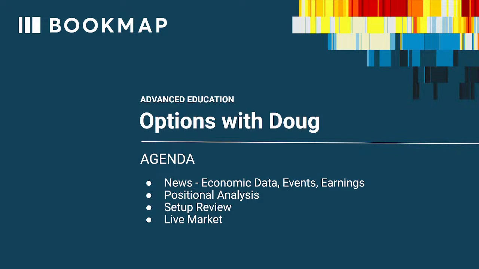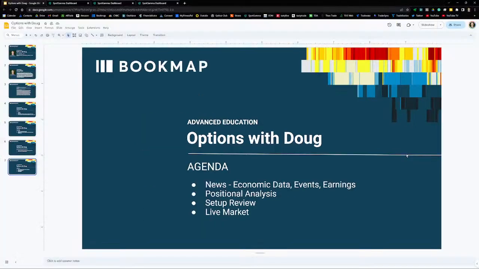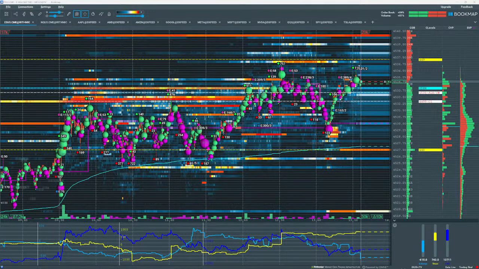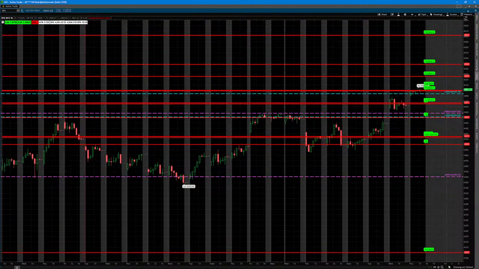All right, so that's news for today. Now let's start with my positional analysis. So I'm going to start with a Bookmap chart. And before I take a closer look at this chart, so this is ES Futures in Bookmap. Before I take a closer look at it, I want to take a look at a Thinkorswim chart just to get a bigger picture view.